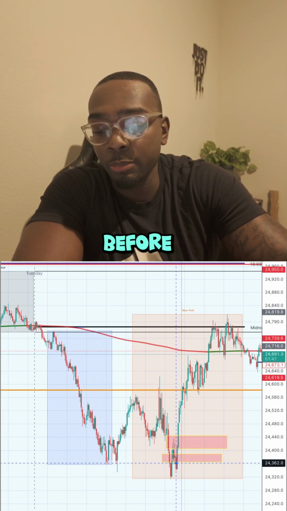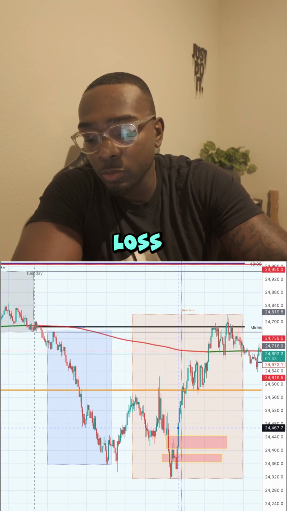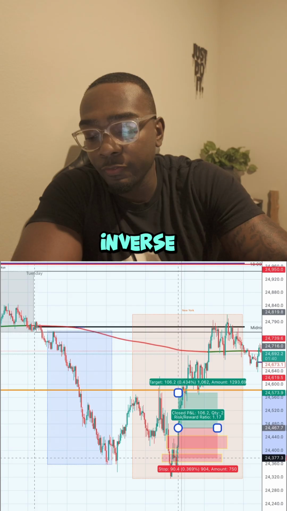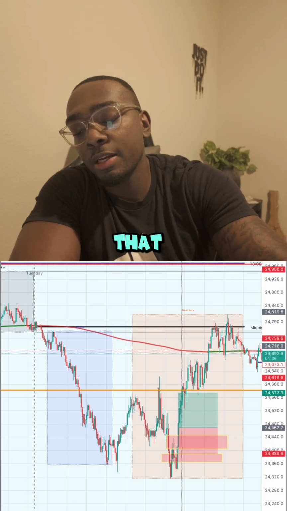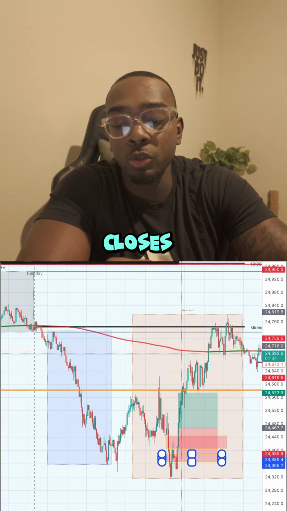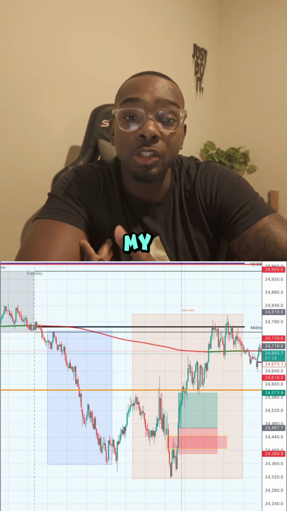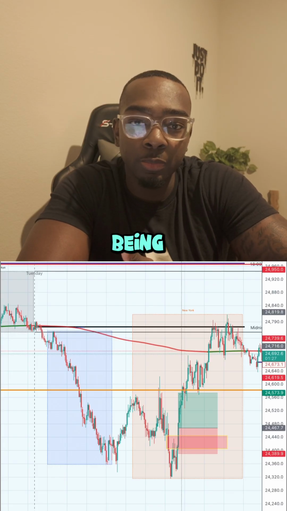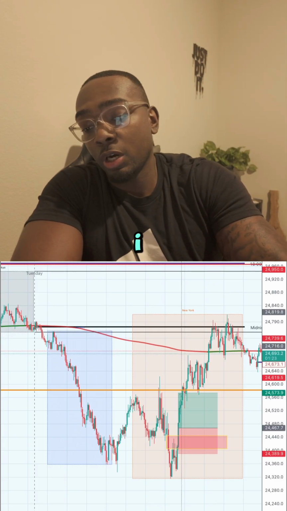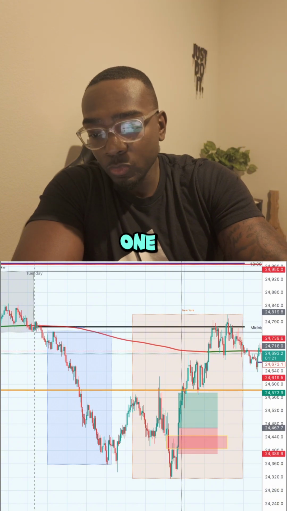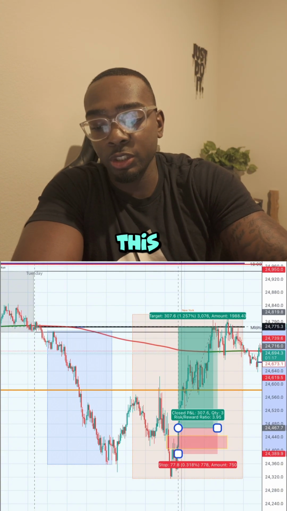I actually entered the trade before that one aggressive candle closed. I put my stop loss below the wick of that inverse candle that we just mentioned. The reason is that if price goes back down and closes below that last closing point of that wick, then obviously my trade is invalid, and there's no point in being in there and incurring more risk for no reason. I always aim for a 3-to-1 or a 4-to-1. I got lucky to get just about a 4-to-1 on this trade.